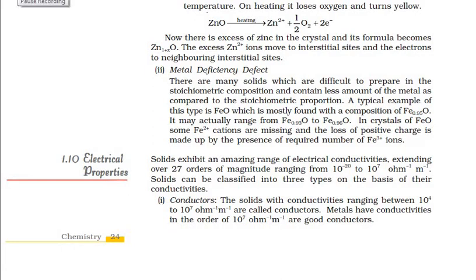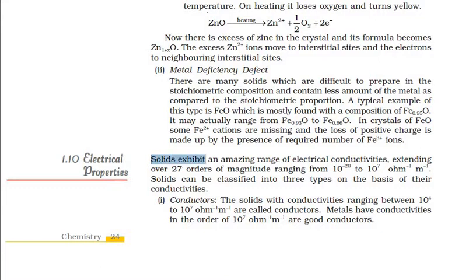Hello everyone. So in today's video lecture we are going to discuss the electrical properties of solid crystals. In the last lecture we finished with the defects in solids. We have covered defects as part 1 and part 2, and also some of the numericals based on this. Now moving to the next topic.